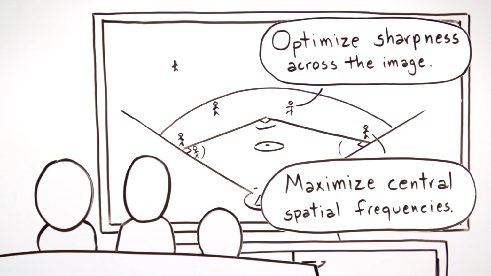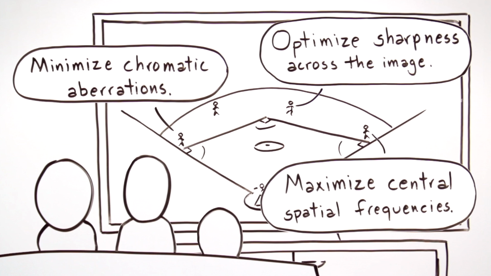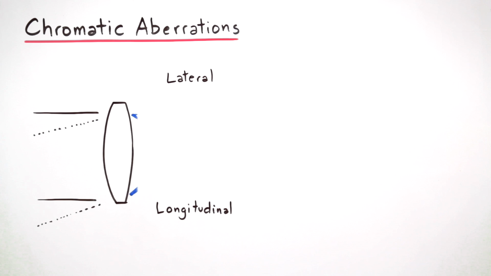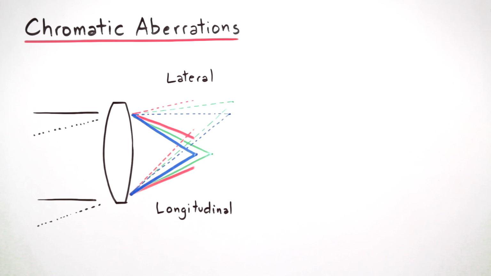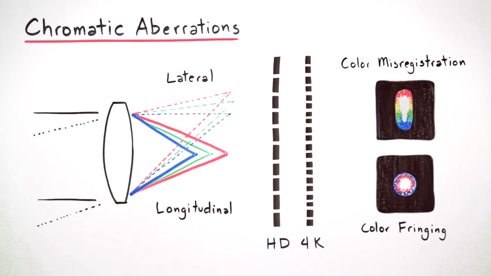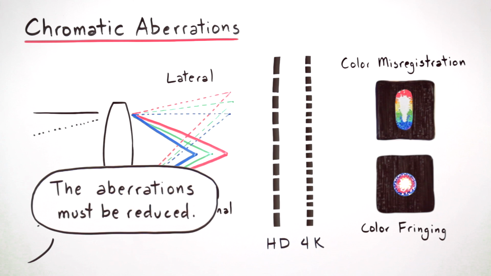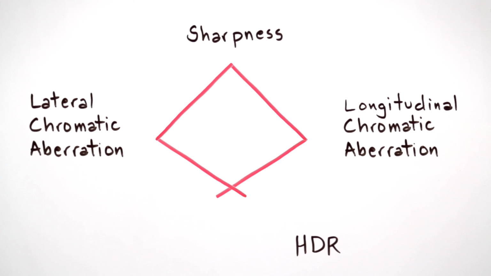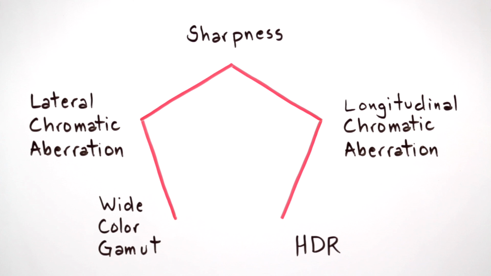It's also critically important to minimize chromatic aberrations. Lateral and longitudinal chromatic aberrations occur when different color light waves react differently as they pass through the lens. The resulting color misregistration and color fringing also make images appear less sharp. Moving to 4K makes chromatic aberrations more visible and thus more important to reduce. And now, with recent ITU standards for UHD upping the bar by adding high dynamic range and wide color gamut to the mix, optical performance demands are even greater.